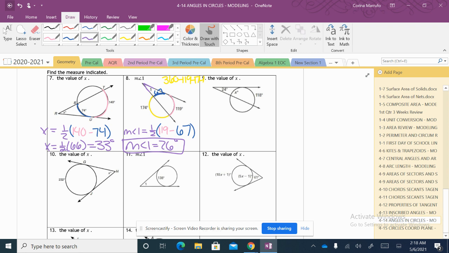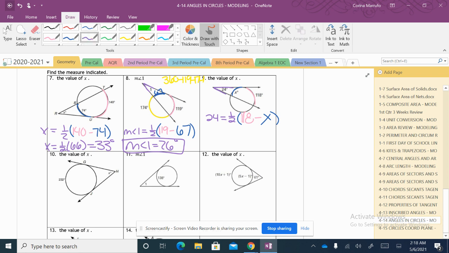Okay. Now for the next one. Here they give us the outside angle. They tell us it's 24, which is equal to 1/2 times the bigger arc, which is 118, minus the smaller one, which is x. So this one we're working a little bit backwards. We've got to solve for x.